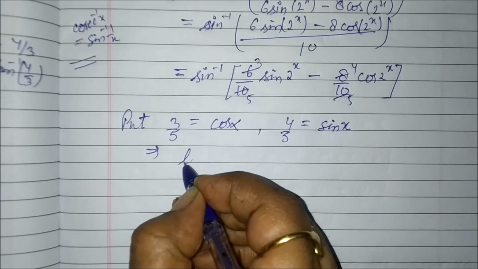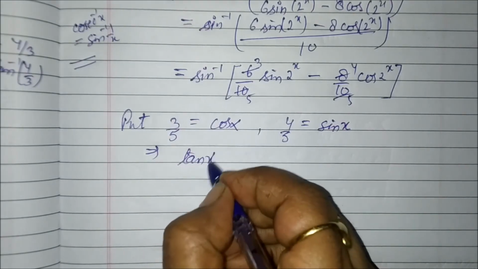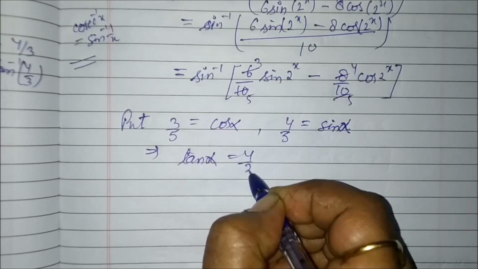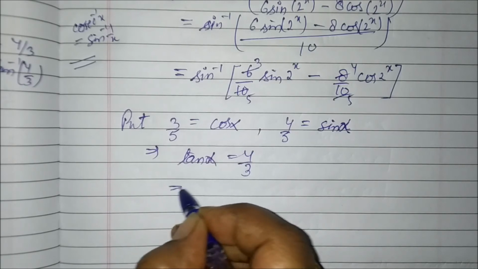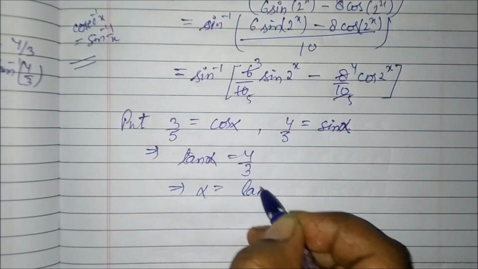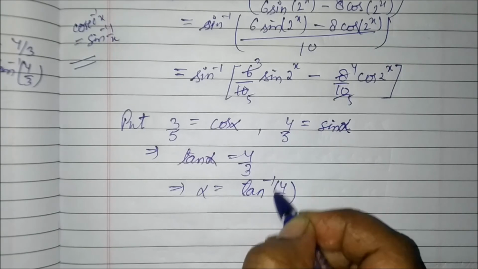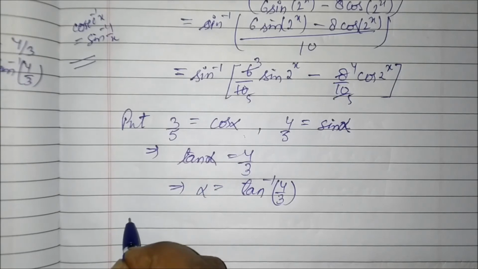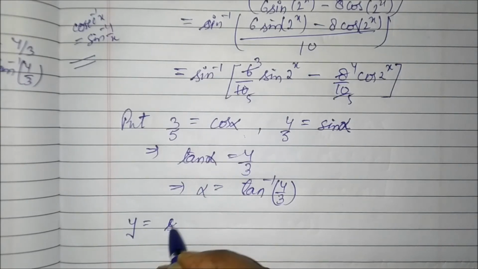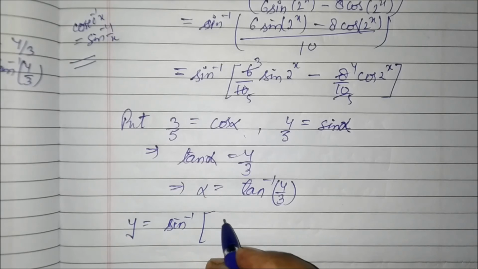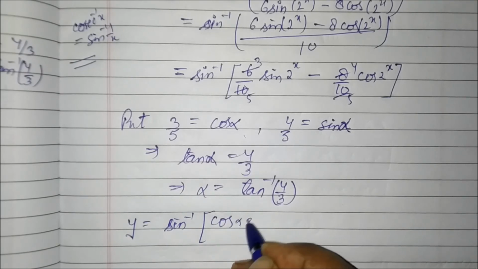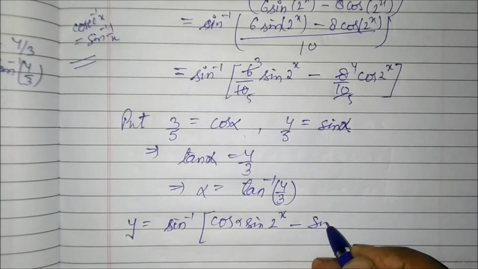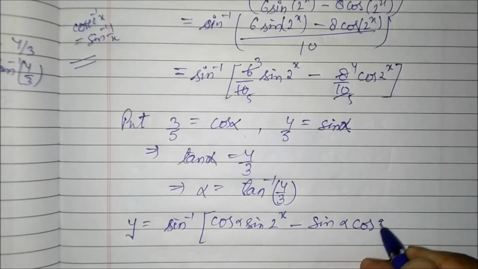Therefore, on dividing sin upon cos, we get 4 by 3. This implies that alpha equals tan inverse 4 by 3. Now using this value, this function will become y equals sin inverse of cos alpha sin 2 raised to x minus sin alpha cos 2 raised to x.